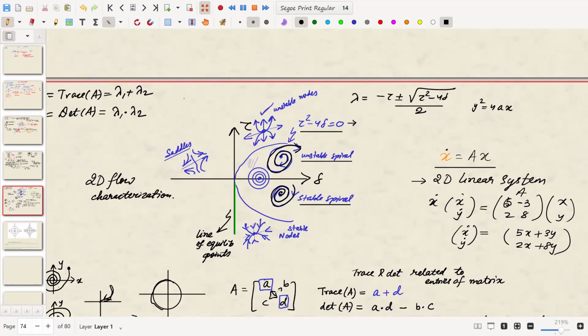Okay, trace is positive and the tau delta point is below the curve tau square minus 4 delta equal to 0, then you have unstable spirals. If tau is less than 0, and it is just above this curve tau square minus 4 delta equal to 0, you have the stable spiral.